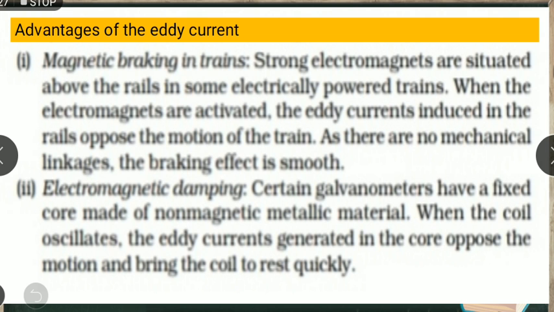Next, electromagnetic damping. So for a practical purpose, which type of galvanometer will we use? That current will be eddy current, and the type of damping there will be electromagnetic damping. Certain galvanometers have a fixed core of non-magnetic metallic material. When the coil oscillates, the eddy currents are generated in the core and oppose the motion and bring the coil to rest quickly. So in the galvanometer, when current starts to deflect, immediately the galvanometer comes to rest, and that is because of the eddy current.